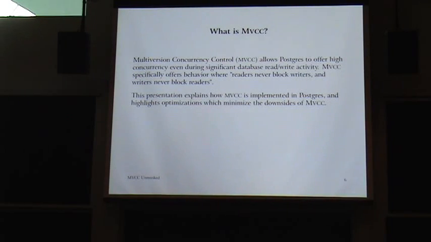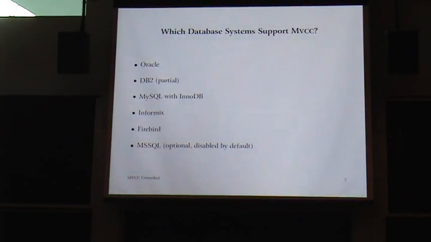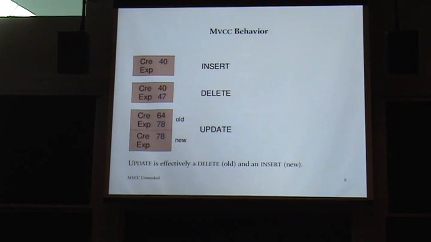The big benefit we have to MVCC is readers don't block writers, writers don't block readers, at least in Postgres. That gives us very high concurrency. These databases implement it. These are the best known ones that implement it. This is the way we do it in Postgres. We actually have some visible fields.